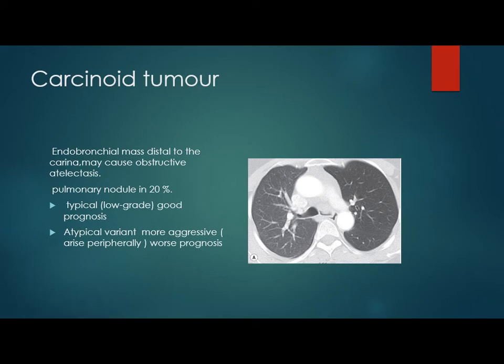Other type, we have the carcinoid. It appears as an endobronchial mass distal to the carina, and may cause obstructive atelectasis, or may appear in 20% as a pulmonary nodule. We have two types, typical and atypical. Typical variant is low grade, good prognosis. Atypical variants are more aggressive, arise peripherally, and have a worse prognosis.